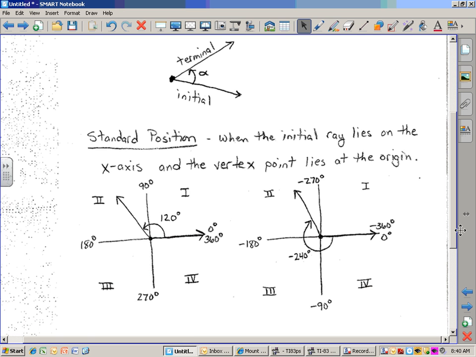Now the standard position of an angle, this is when the initial ray lies on the x-axis and the vertex point lies at the origin. So in both of these examples that we have drawn here, we have the initial ray on the x-axis. Okay, and then we have the terminal ray, which I'll draw in blue. Terminal ray somewhere else.